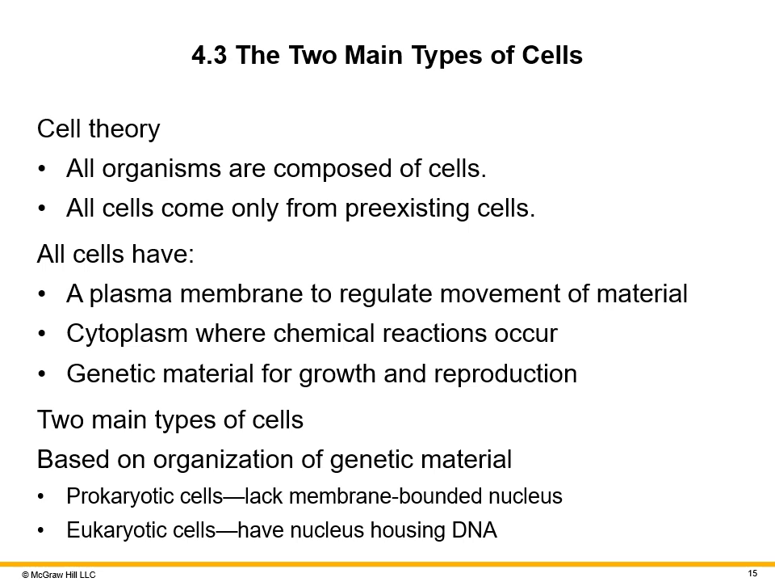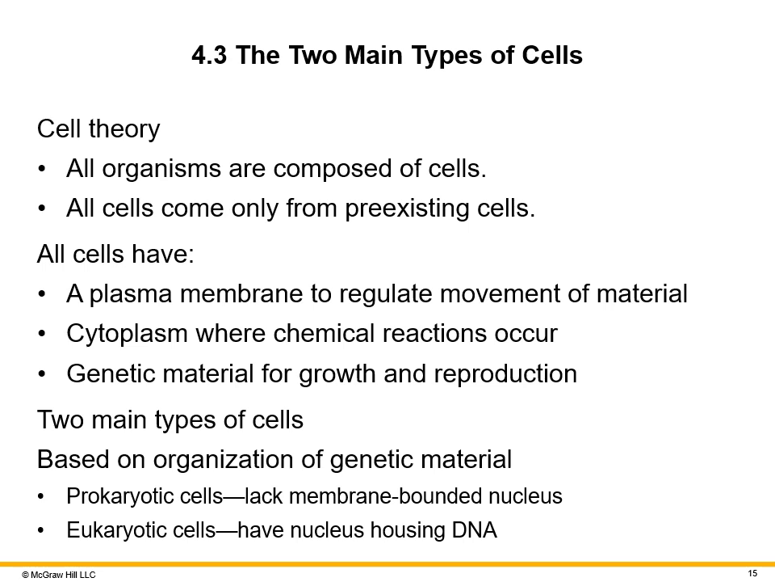The cell theory states that all organisms, or all living things, are composed of cells. And also another point from the cell theory is that all cells come from pre-existing cells. So cells cannot just appear spontaneously out of nowhere. They all originate from a cell that already existed. All cells have a plasma membrane, a cytoplasm, and also genetic material.